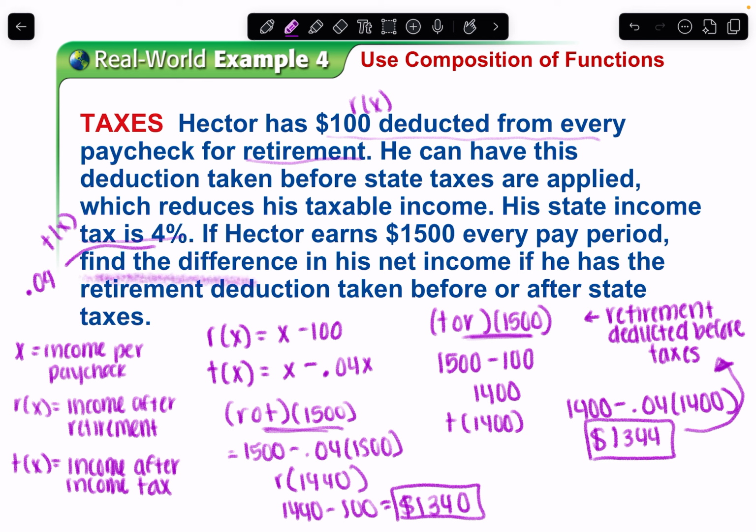So this is 1344 and this is 1340. The actual difference between them is what it's asking. So the difference is that it would be $4 more in his paycheck to have retirement come out first.